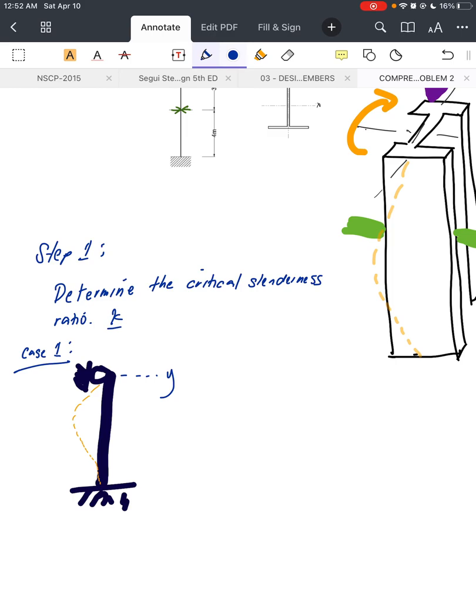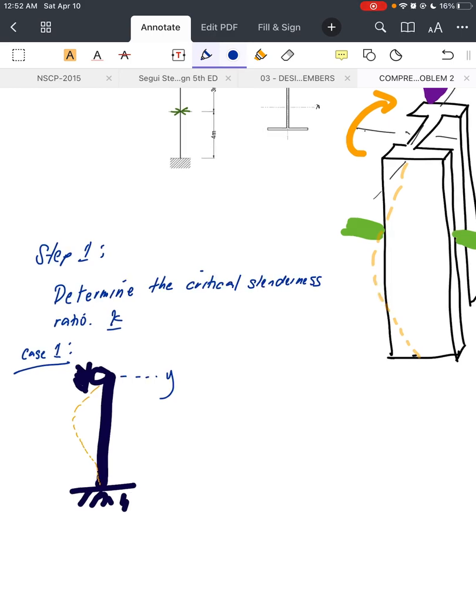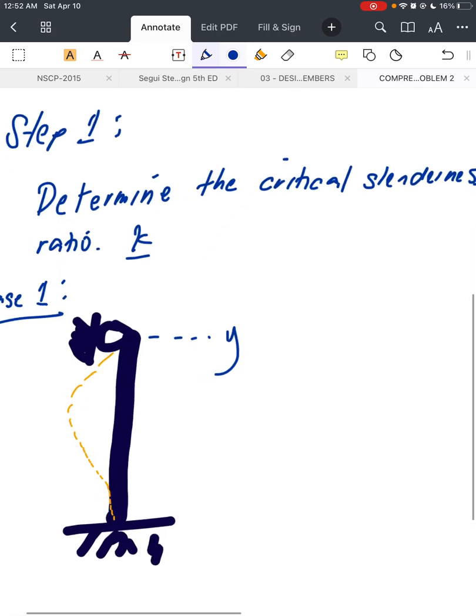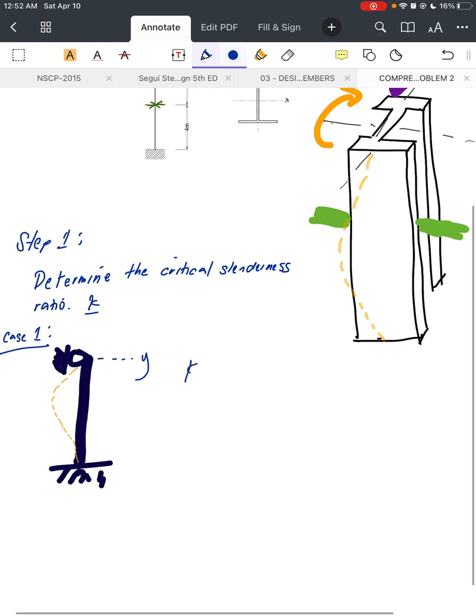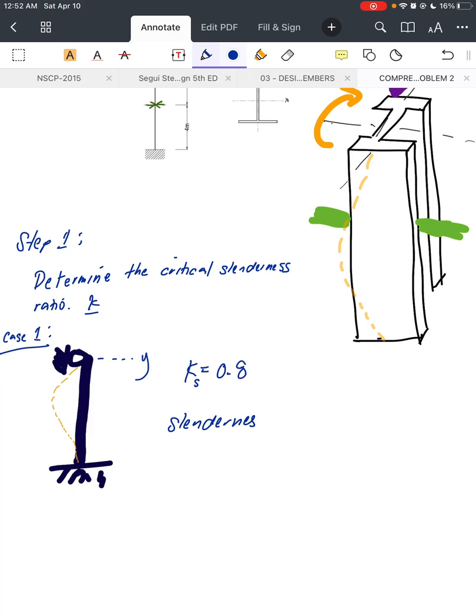So, mapapansin nyo, the bottom is fixed, diba? And the top is simply supported. To be specific, that is a roller support. Okay? So, therefore, based dun sa table natin, your K will be 0.8, as per the table. Now, the slenderness ratio niya, sorry. This is supposed to be your K L over r.